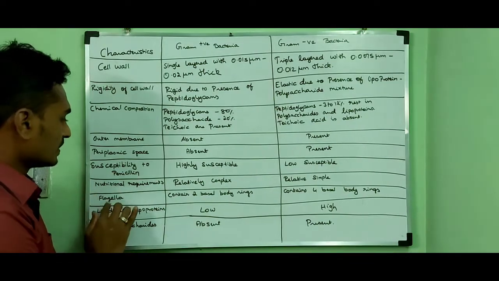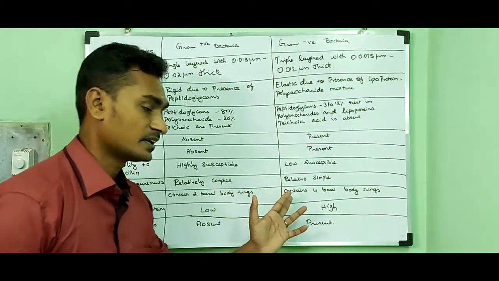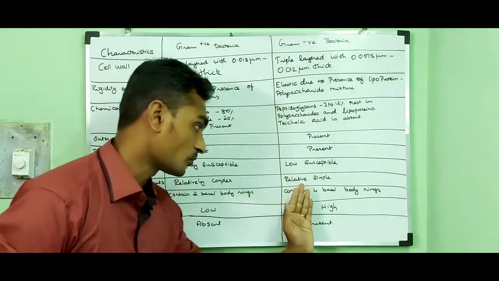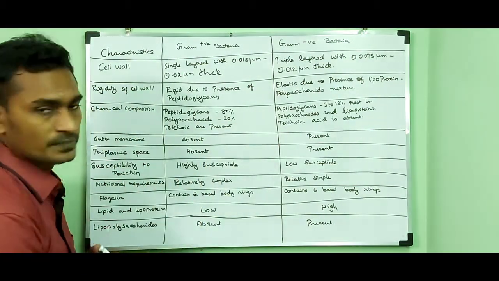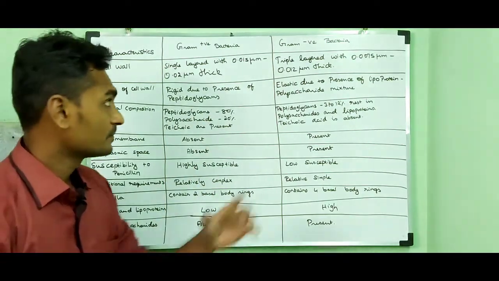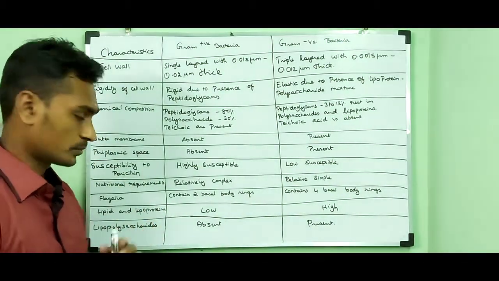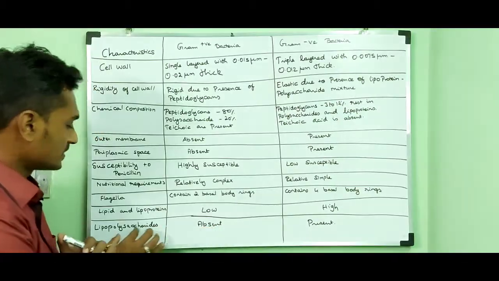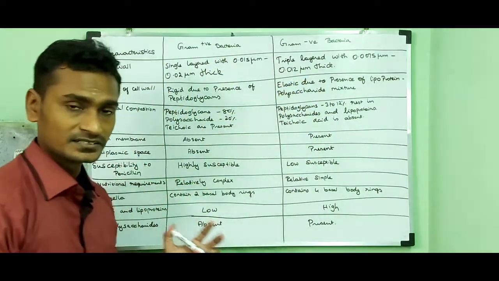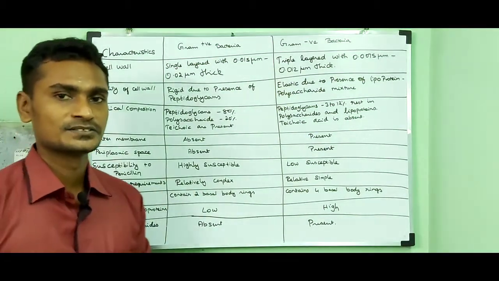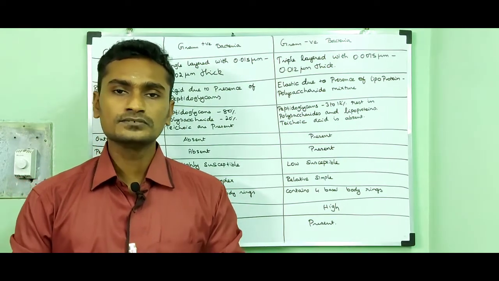Then flagella. Gram positive bacteria contain 2 basal body rings, and gram negative bacteria contain 4 basal body rings. Then lipid and lipoproteins are very low in gram positive bacteria, while gram negative bacteria contain a high amount of lipid and lipoproteins. Then lipopolysaccharides are absent in gram positive bacteria, while gram negative bacteria contain lipopolysaccharide. So these are the differences between gram positive bacteria and gram negative bacteria.